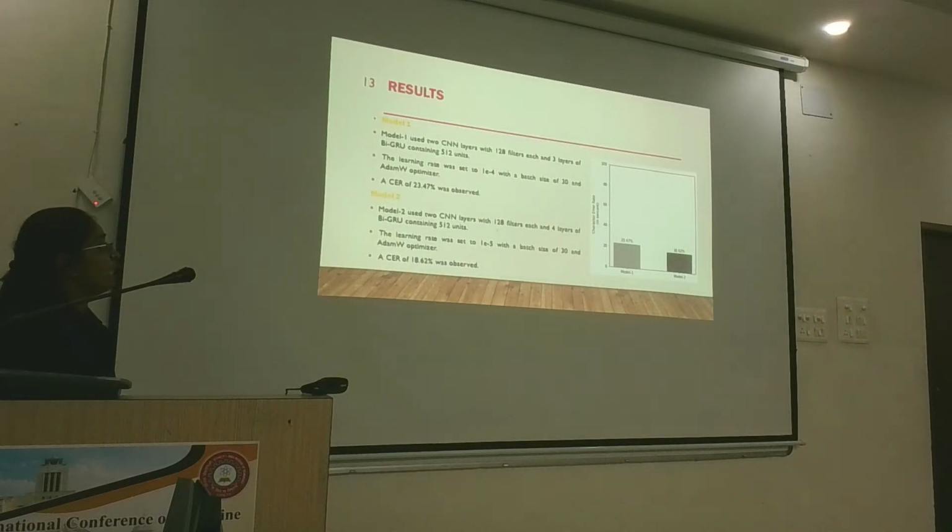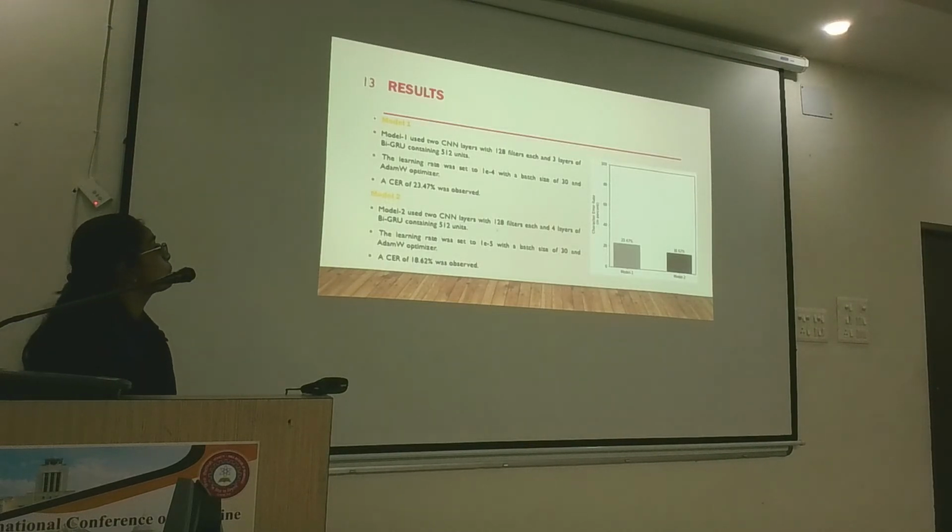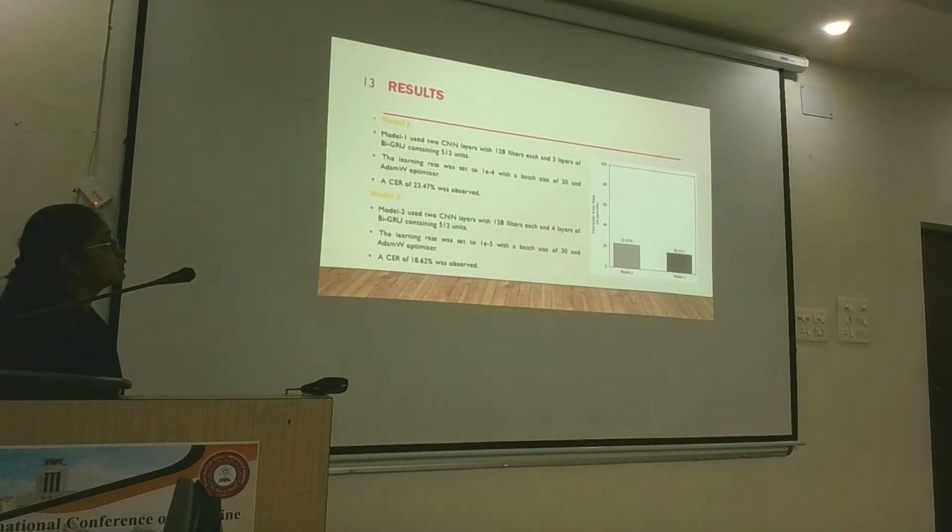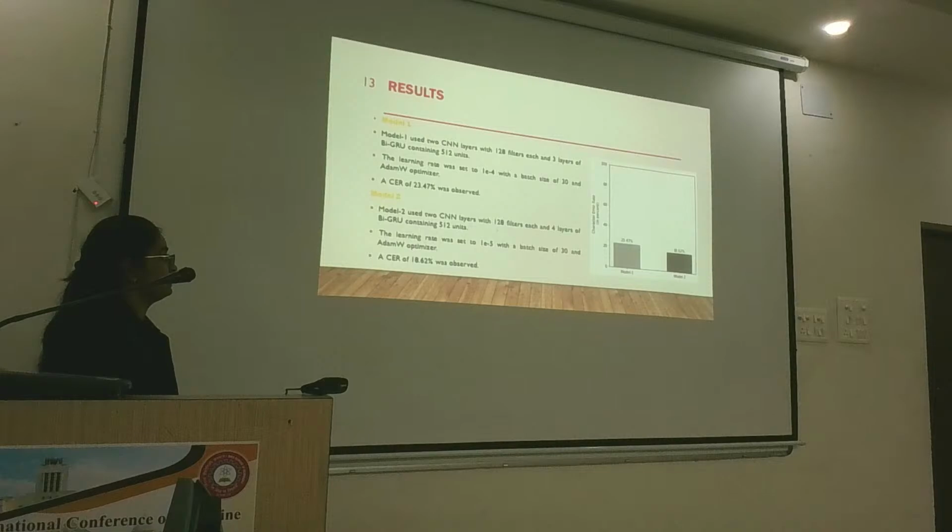These are the results. We have taken two models with different configurations. The first model used two CNN layers with 128 filters and 3 layers of BiGRU containing 512 units. The learning rate which we have used is 1E-4 with a batch size of 30 and the AdamW optimizer. Whereas in model 2, we have used two CNN layers with 128 filters and 4 layers of BiGRU containing 512 units. Here we have changed the learning rate from 1E-4 to 1E-5 with a batch size of 30 and the AdamW optimizer.